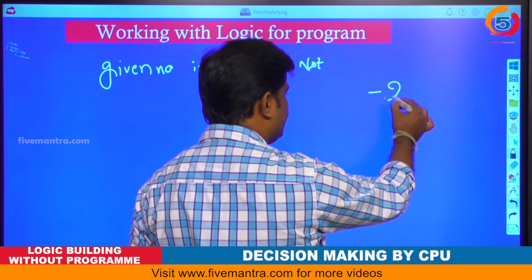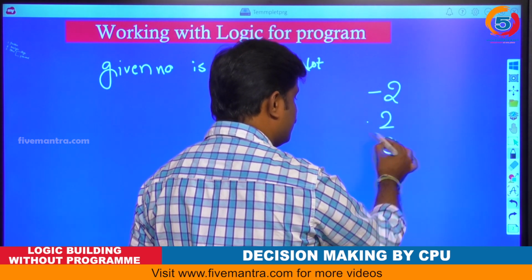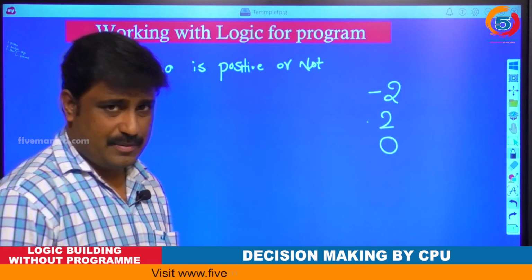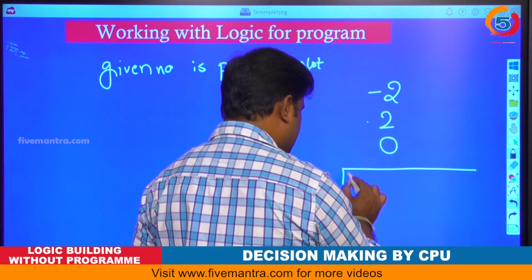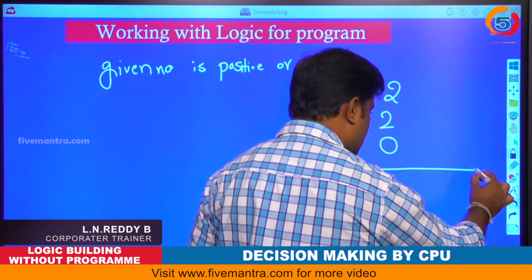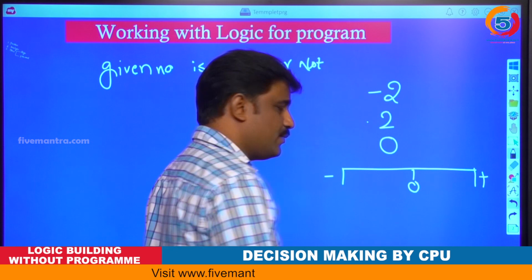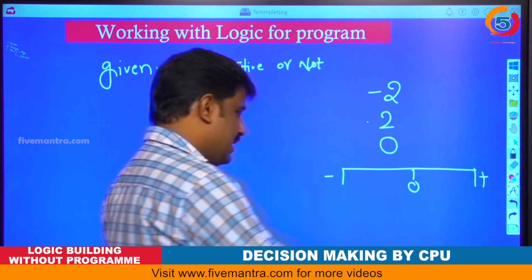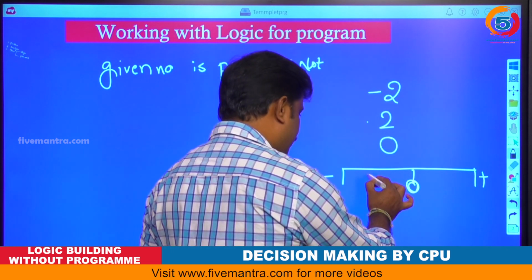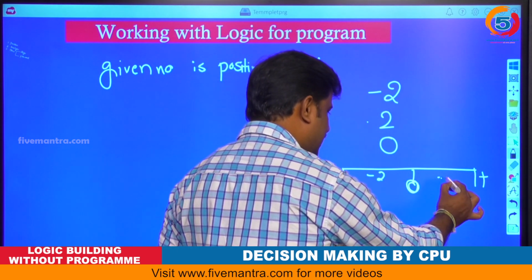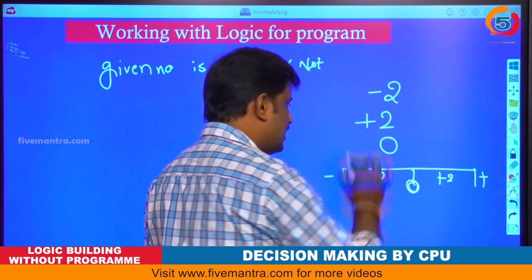He will maybe enter 2, or maybe he will enter 0. When we work with the scale of the numbers, this is the negative numbers, here we have the positive numbers, and the middle number divides them, that is 0. In this way we know that, right? Here I have minus 2 and here plus 2. If nothing is mentioned, it is a plus only.